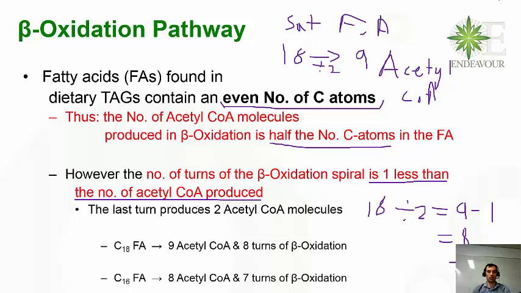We can see another example here. If we have a 16 carbon fatty acid, then you're going to get 8 acetyl-CoA. So that's half the number of carbons, and it's going to require 7 turns. So it's half minus 1 from the carbons.